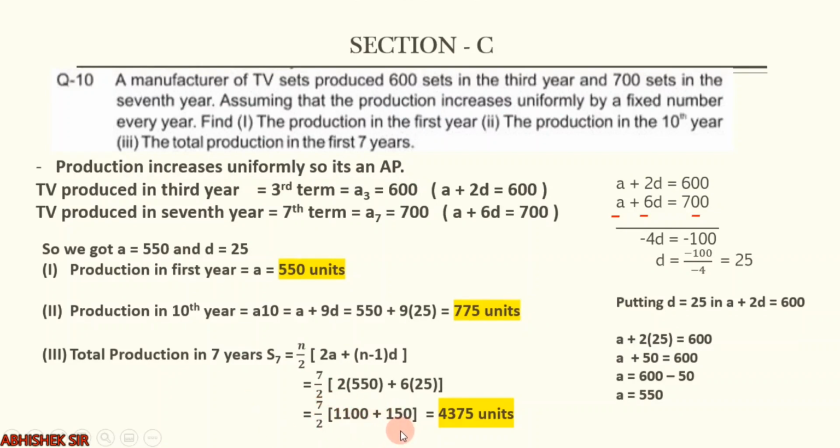Again 7 by 2 is repeated. So if you simplify this, the final answer that you are getting, that total production of the TV units in 7 years is 4375 units. Clear? So this is how we will solve these type of questions.